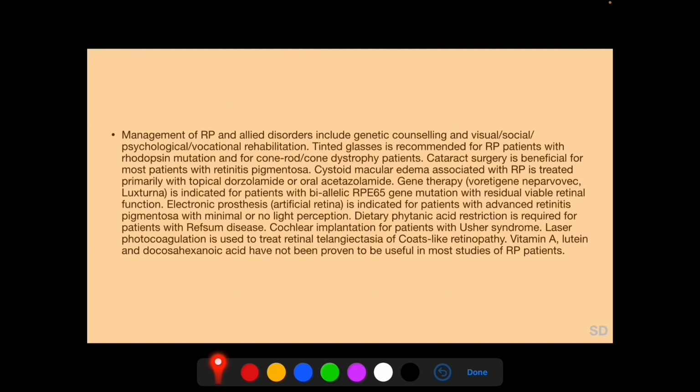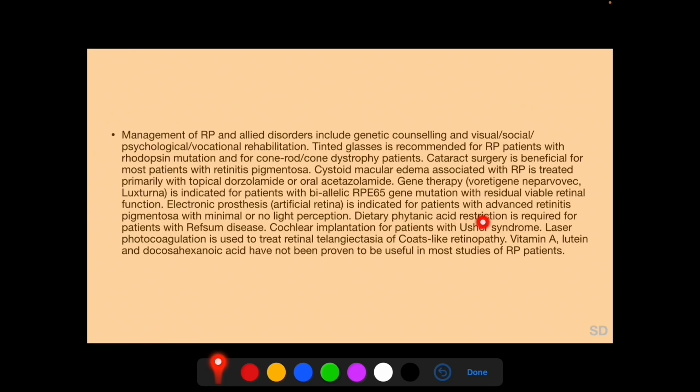Tinted glasses are recommended for RP patients with rhodopsin mutation and for cone rod and cone dystrophy patients. Cataract surgery is beneficial for most patients with retinitis pigmentosa. Cystoid macular edema associated with RP is treated primarily with topical dorzolamide or oral acetazolamide. Gene therapy with voretigene neparvovec is indicated for patients with biallelic RPE65 gene mutation with residual viable retinal function. Electronic prosthesis or artificial retina is indicated for patients with advanced retinitis pigmentosa with minimal or no light perception.